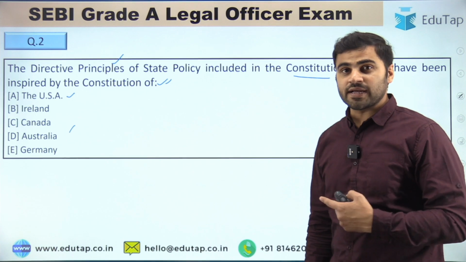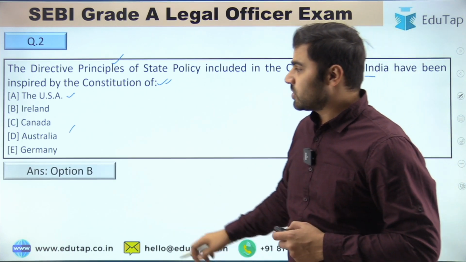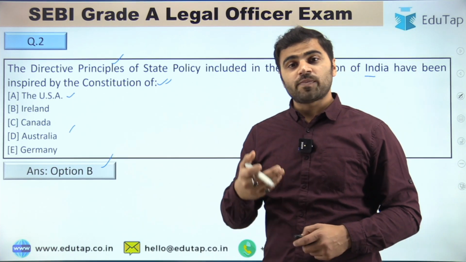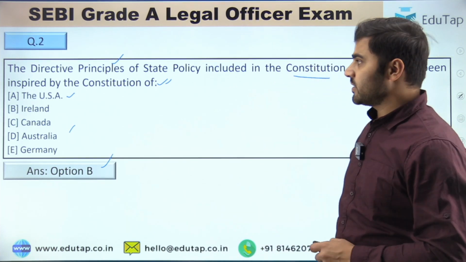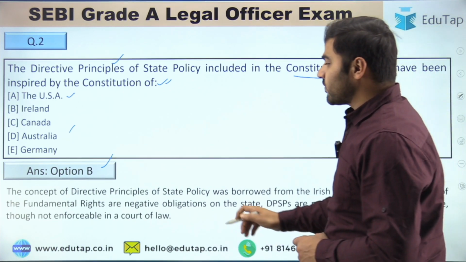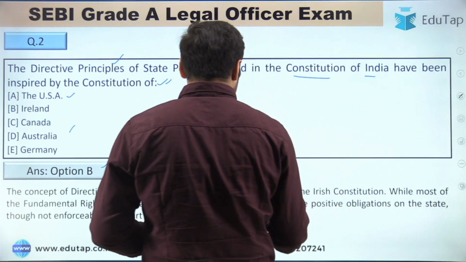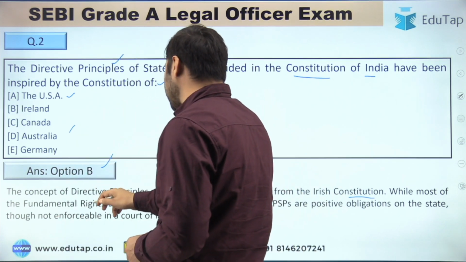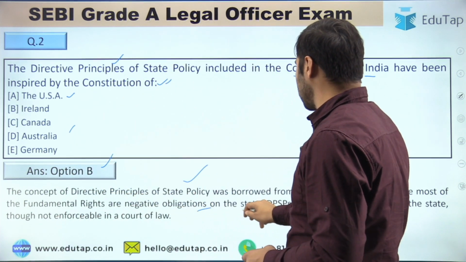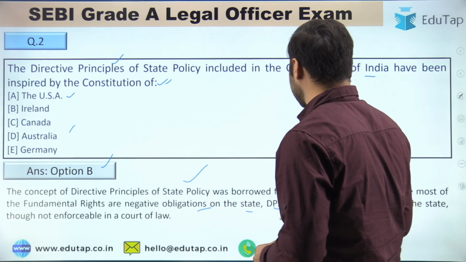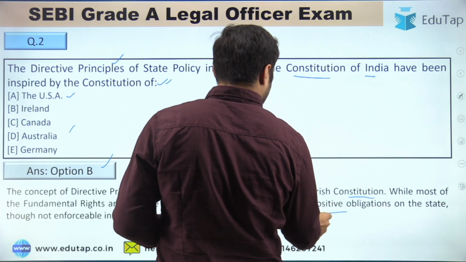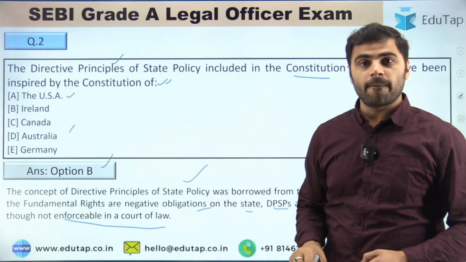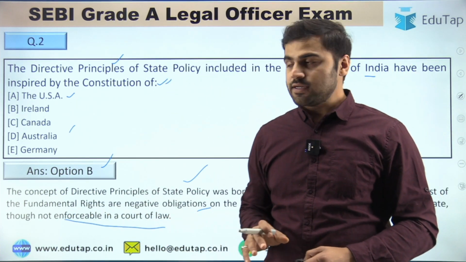You have to participate, as I have already told you earlier. The right answer for question number second is B, that is it is inspired from the Constitution of Ireland. The concept of directive principles of state policy was borrowed from the Irish Constitution. While most of the fundamental rights are negative obligations on the state, DPSPs, that is directive principles of state policies, are positive obligations on the state, though not enforceable in a court of law. I hope you got it.